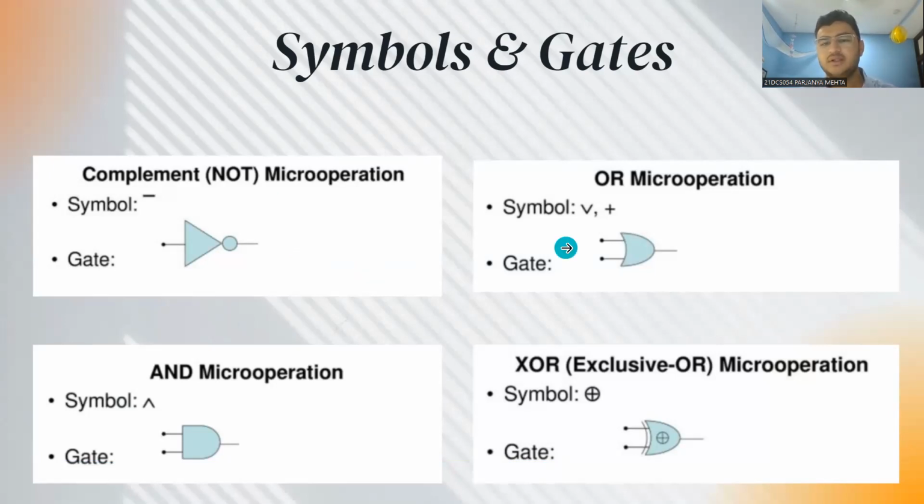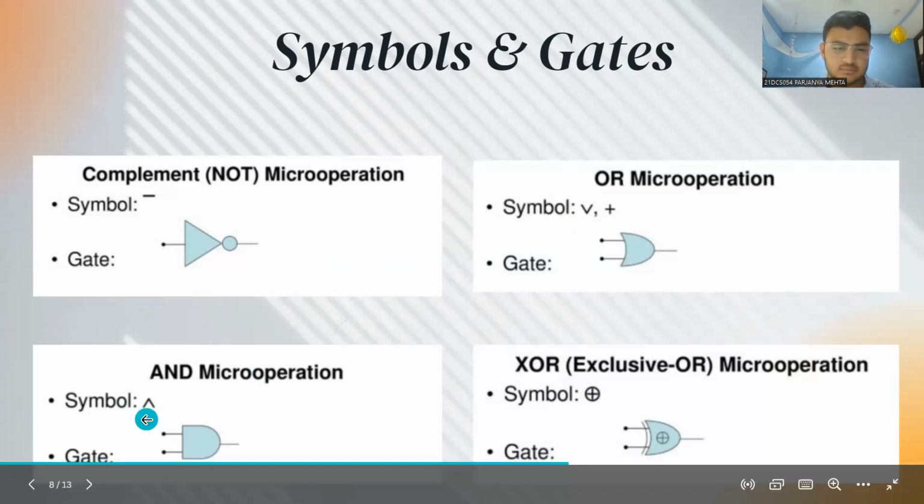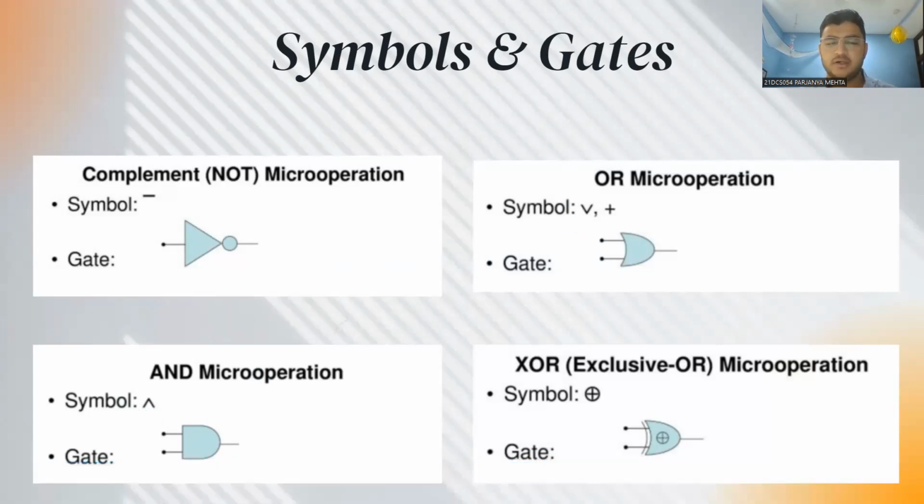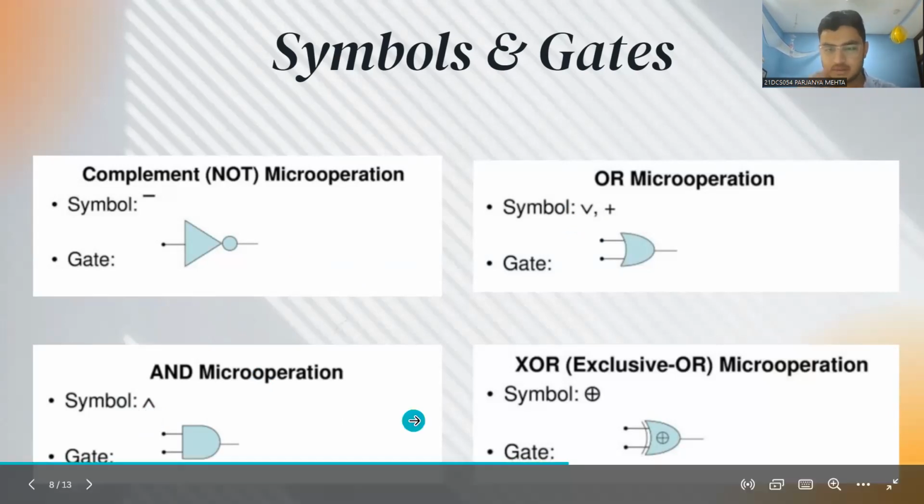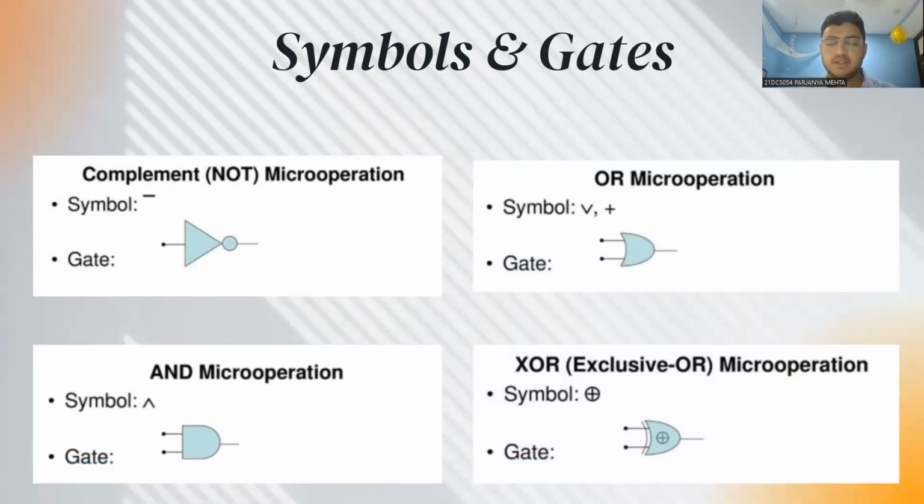The OR micro operation is denoted by V or plus. The AND micro operation is denoted by the opposite of V, and we can also denote the AND micro operation by a dot symbol. The XOR micro operation is denoted by the symbol plus, surrounded by a circle.